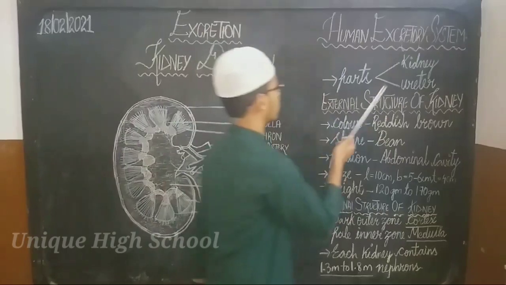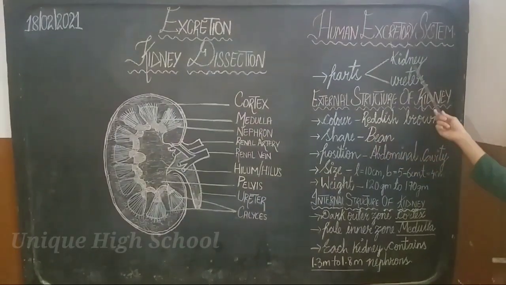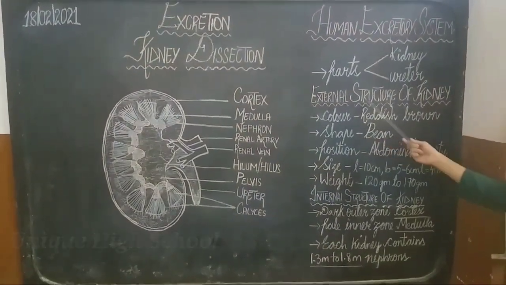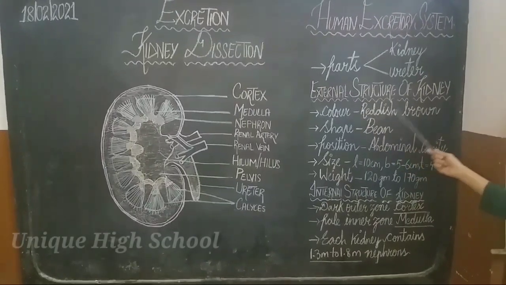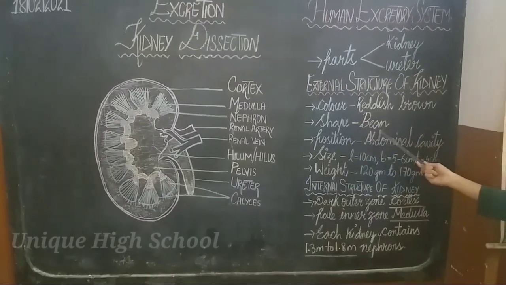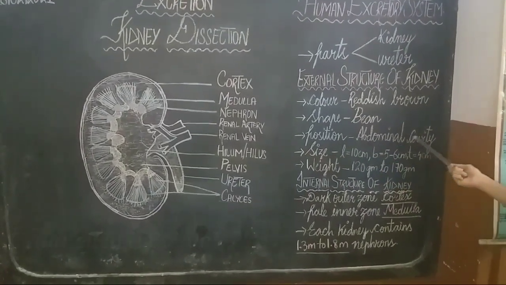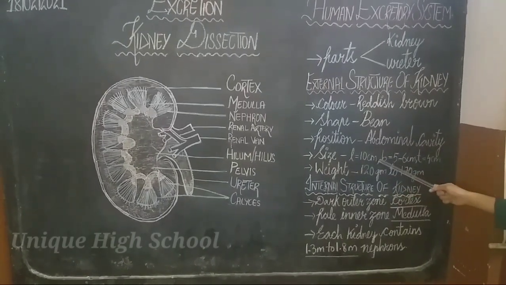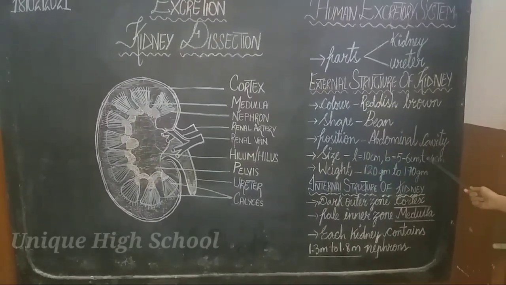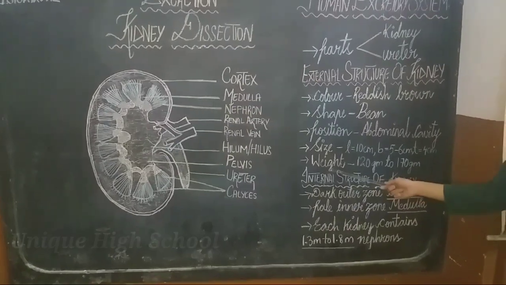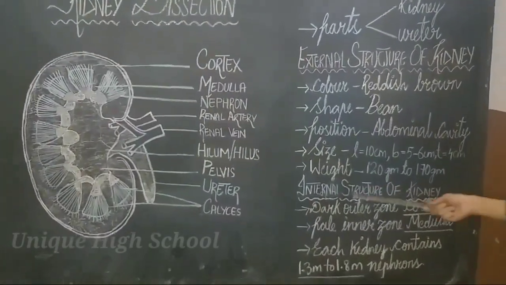Now, the human excretory system. Two parts: kidney, ureter. External structure of the kidney. Color: reddish brown. Shape: bean type. Position: abdominal cavity. Size: length 10 cm, breadth 5 to 6 cm, thickness 4 cm. Weight: 120 grams to 170 grams.